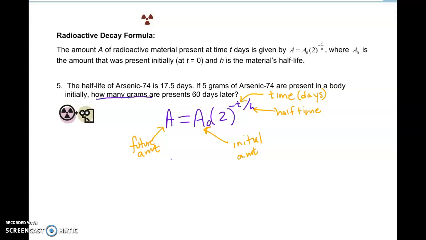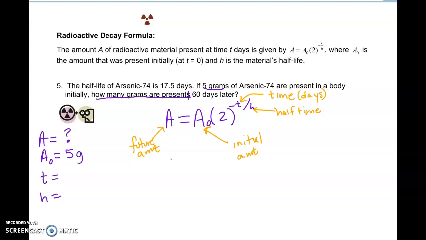And it says how many grams are present, that should say present, 60 days later. So I want to know the future amount. So a lot of times what I will do is I will put all the variables off to the side so that I can fill them in. I'm interested in the future amount. It says, but in order to do that, I need to find the initial amount. It says if 5 grams of arsenic 74 are present. So this is the starting amount, 5 grams.